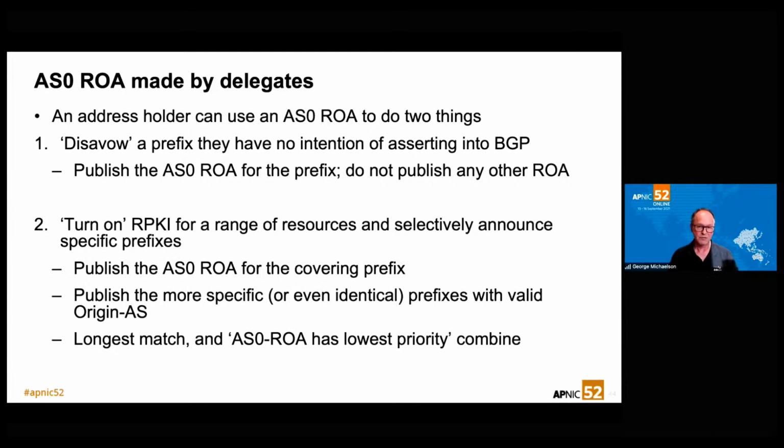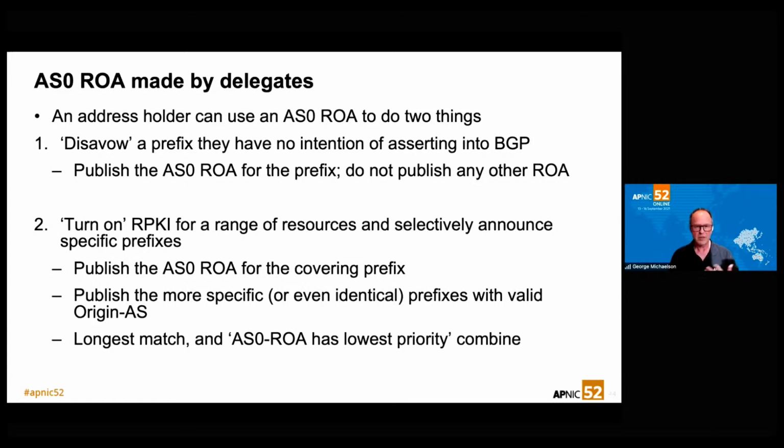You can use it to repudiate routing for a prefix, or you can use it to require RPKI to be used to declare valid routes through RPKI. So the first one, you make an AS0 ROA, you do nothing else. And if you don't make anything else, no one else can. They don't have your private key. So you declare things off limits in public routing if they're using ROV.